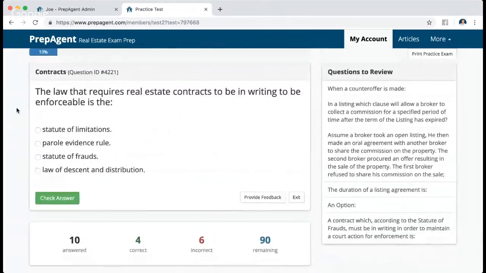All right, here we go. The law requires that real estate contracts be in writing to be enforceable is the A, statute of limitations, B, parole evidence rule, C, statute of frauds, or D, law of descent and distribution.